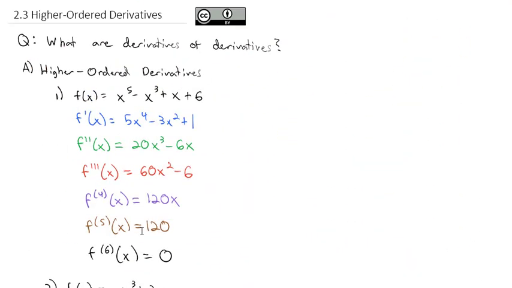So that's our higher order derivatives. We're just taking derivatives of derivatives, taking a look at measuring not just the change of the function, but how fast is the change changing.